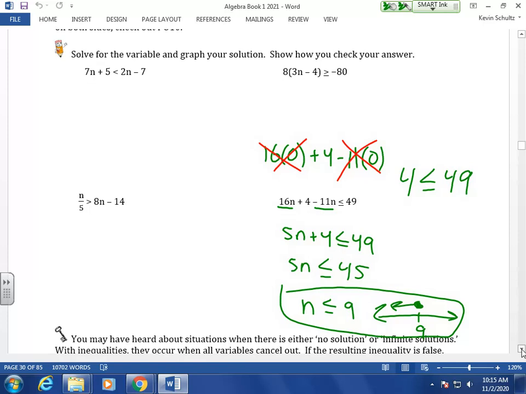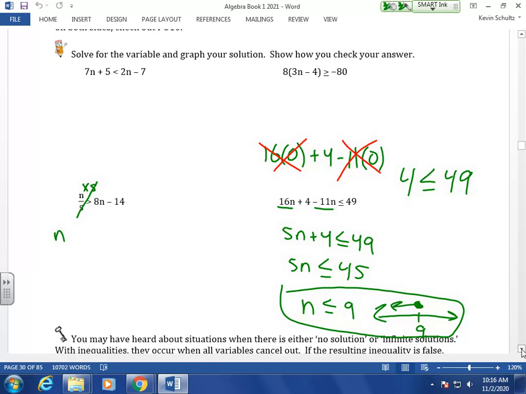And how do we do that? How do we unfractionize? Right, we're going to multiply by the denominator to cancel it out. And the tricky part about this right side here, multiplying by 5, is on the left side, it just cancels out, gives us n. But what's being multiplied by 5 on the right side? Just the 8n, just the negative 14? Both of them, right?